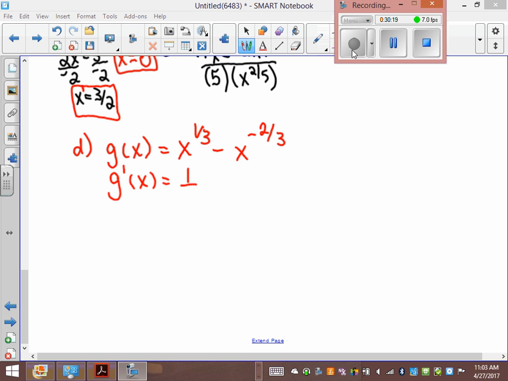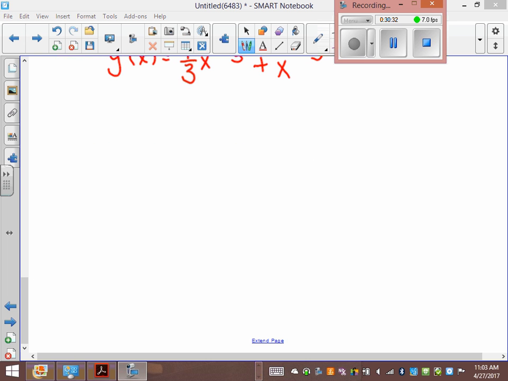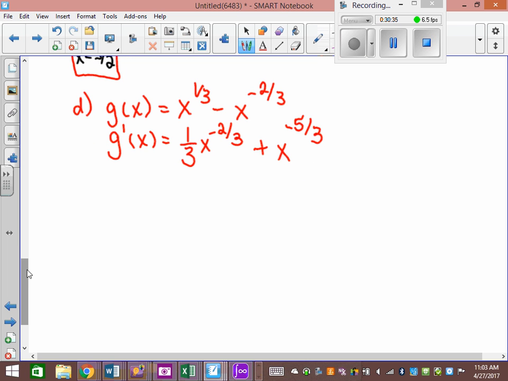So you're going to get 1/3 x to the negative 2/3. And then you can get negative 2/3 times negative 1. So you actually get positive x to the negative 5/3. So they're actually both negative. So which one is bigger? Which one's bigger negatively? Sorry. You have pulled the smallest one, but it's the biggest number. So which is it? So 1/3 x to the negative 5/3.